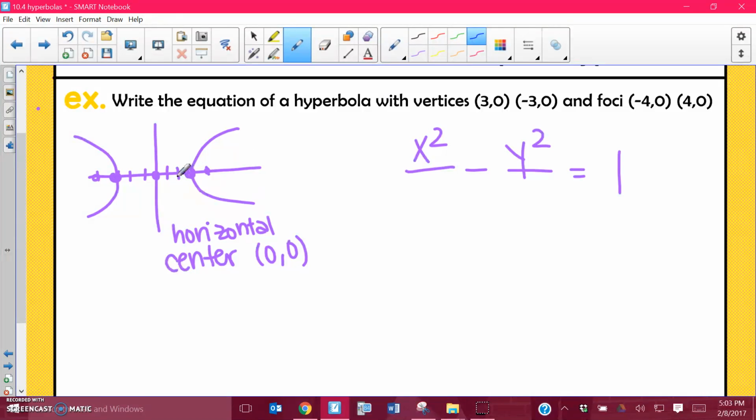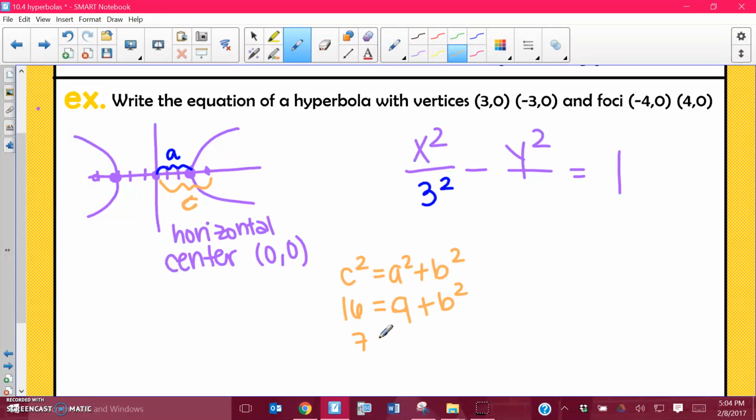Well, they've already given me one part of it. I know that this distance right here is going to be my a distance, so 3 squared gives me 9. Now I'm going to have to use the relationship c squared equals a squared plus b squared in order to finish this off. So I know that the c value is going to be 4. That's the distance from the origin or the center out to the focus. So I have 16 equals 9 plus b squared.